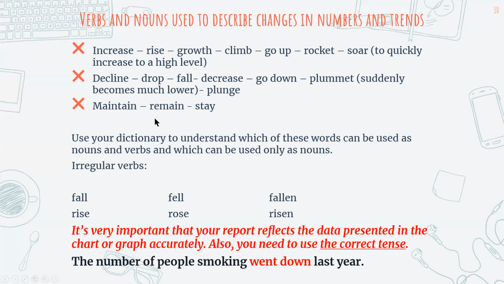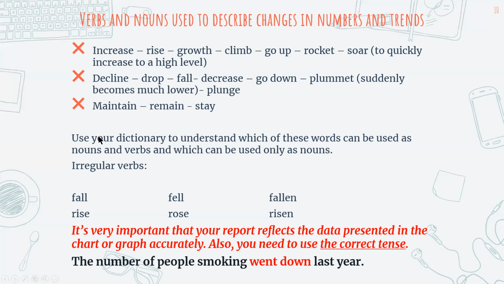If you are describing something that is unchanged, you can say maintain or remain or stay. So you could say something like, from 2014 to 2016, the prices of owned houses remain stable, something like that. So I'm describing something that hasn't changed over 2 years.